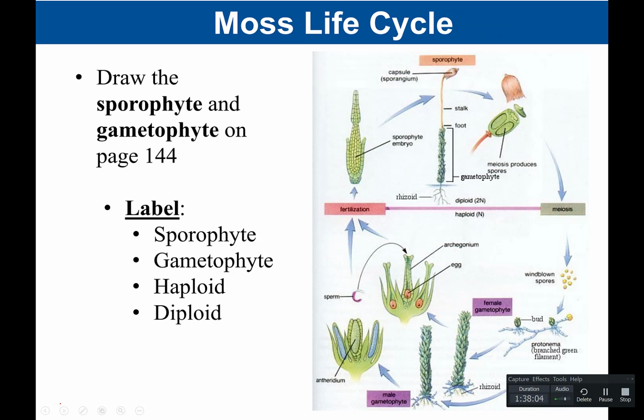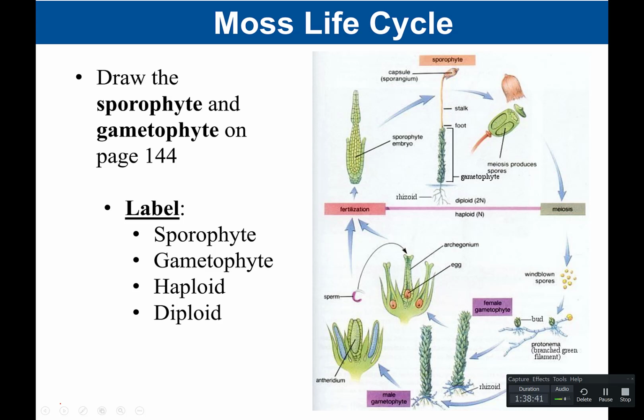So for this part of the lab, I'm going to walk you through what the life cycle of these organisms looks like. And then there are drawings in your lab that you're asked to draw. So for example, for the moss life cycle, it tells you to draw the sporophyte and the gametophyte on page 144. There's a little box for you to draw this. And what you're going to do is label the sporophyte and the gametophyte.